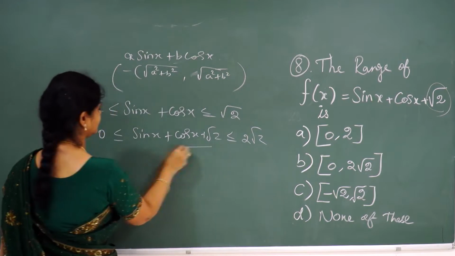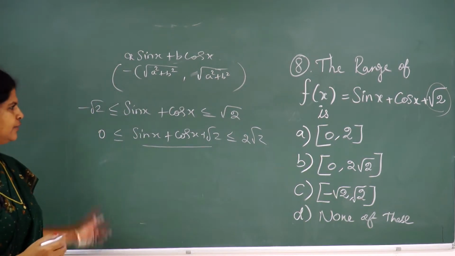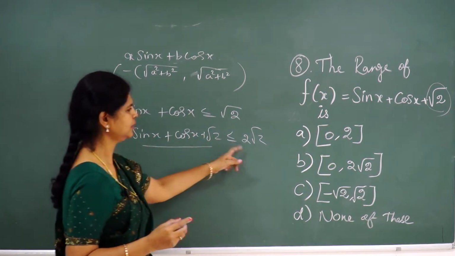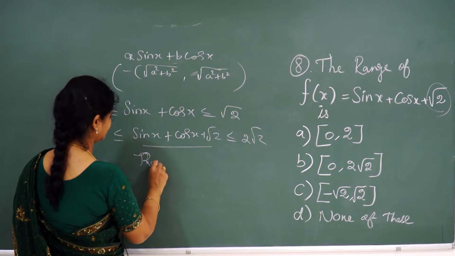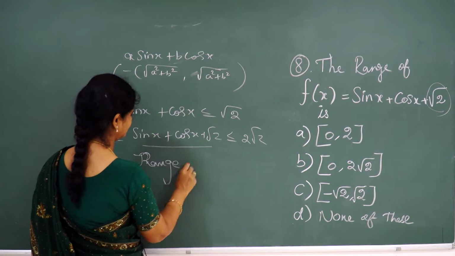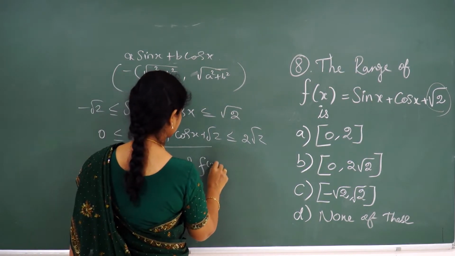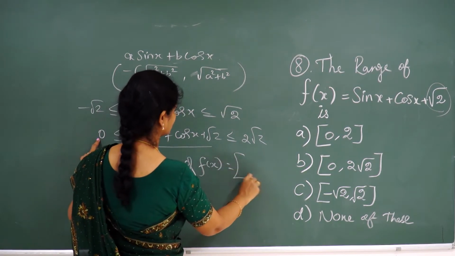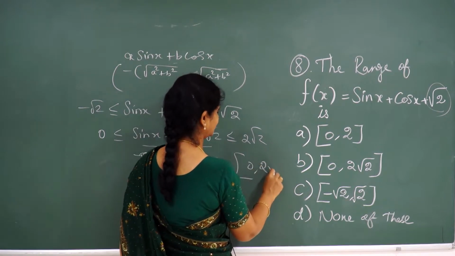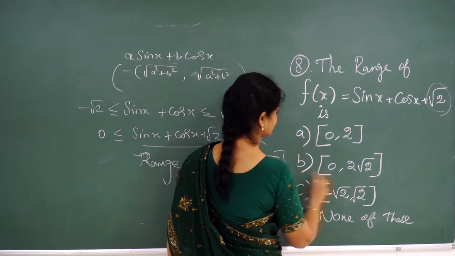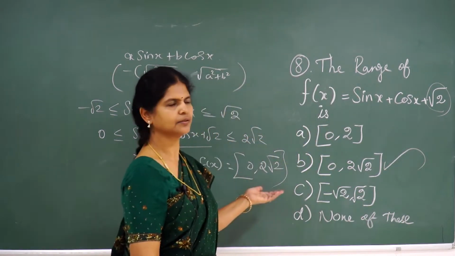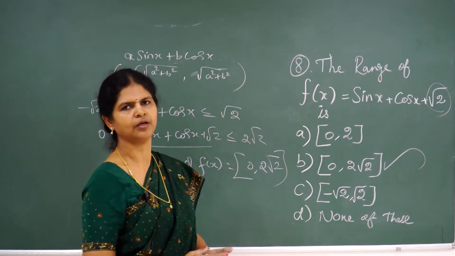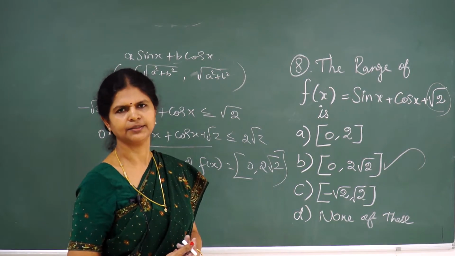So this is nothing but your f of x. So f of x lies between 0 and 2 root 2. So the range of f of x is given by the closed interval 0 comma 2 root 2. This is the correct answer. B is the correct answer. So it is a very simple problem. Just using the formula you can find the range of the function.